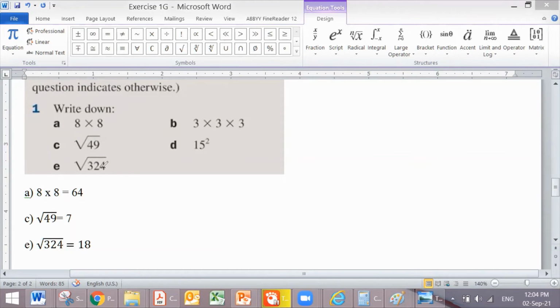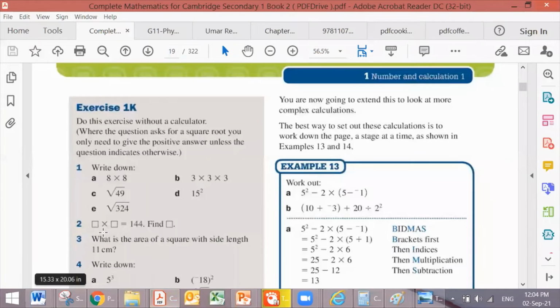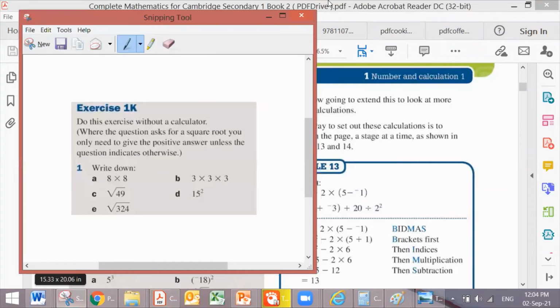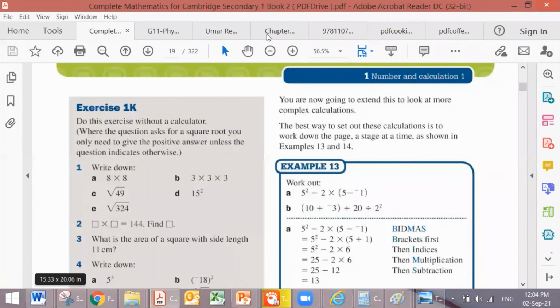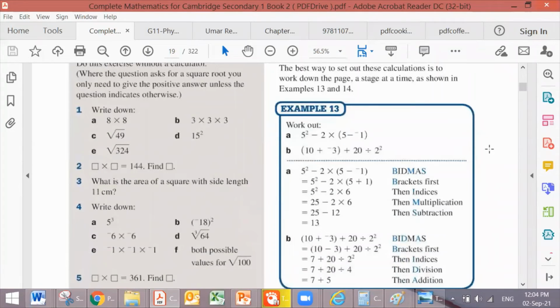Now, next question is this one, you have to fill in the box. Just wait, I will solve it. Okay, so question number 2 is that there is a number which you multiply with the same value. The answer should be 144. So can you answer it?